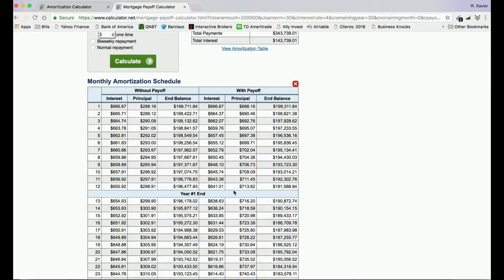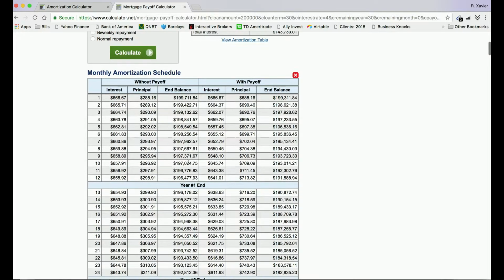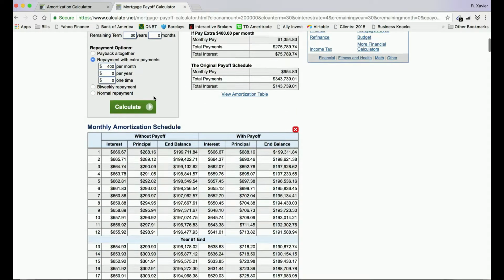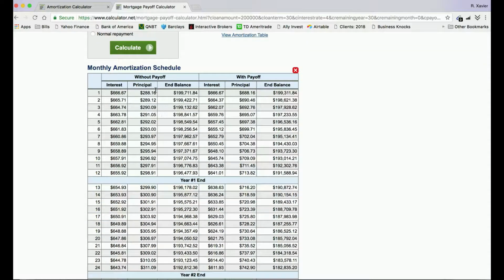So quite a difference. Now, let's break this down a little bit, because there are some really important considerations in here. The first consideration is if you look at the first payment, and again we're adding $400 a month. This is a strong amount, or $4,800 a year.